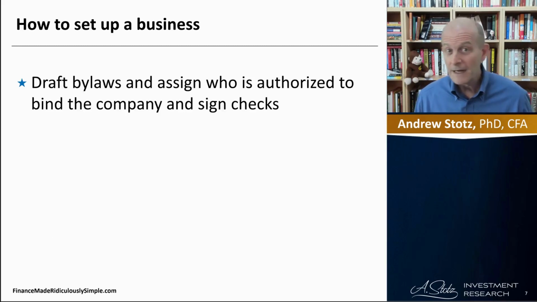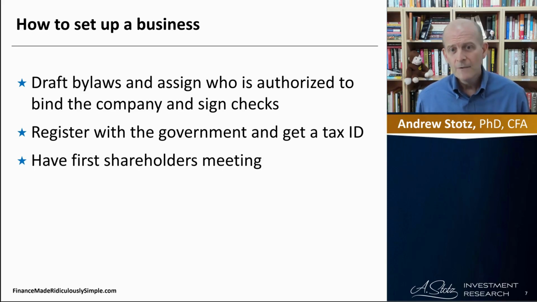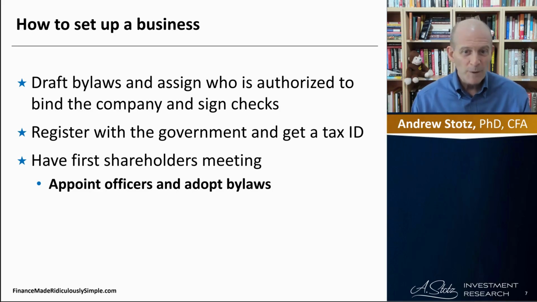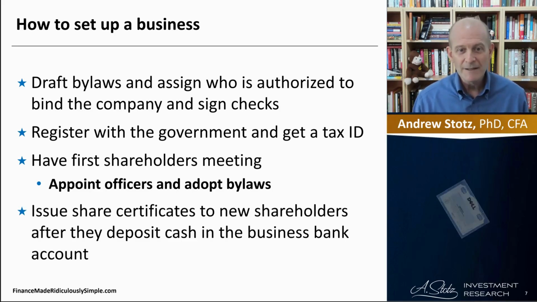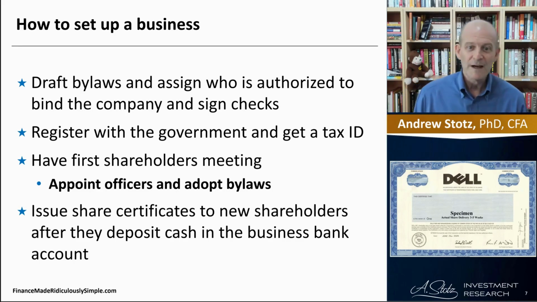We're going to draft the bylaws and assign who's authorized to bind the company, to sign checks. We're going to register with the government and get a tax ID. We're going to have our first shareholder meeting. And in that first meeting, we're going to appoint the officers and adopt the bylaws. And then we're going to issue share certificates to new shareholders after they deposit cash in the business bank account.